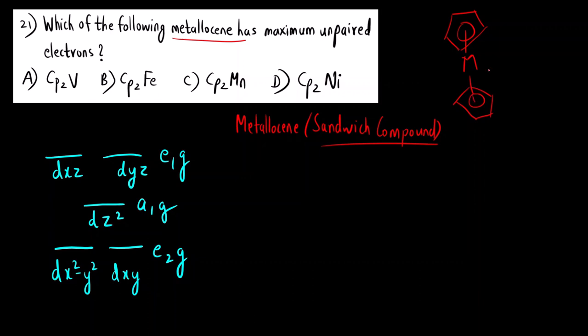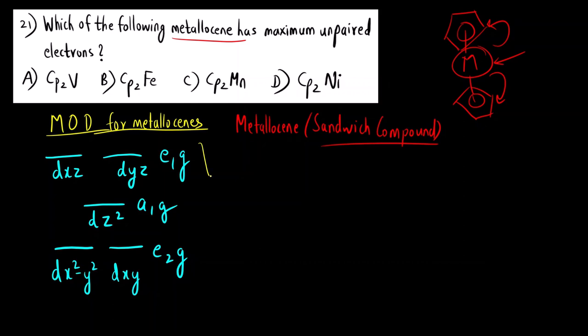Like this. So this is like the vegetables, and this you can consider or imagine like the two bread slices. That is why it is similar to a sandwich, so it is also called a sandwich compound. Now, how do you fill the electrons? This is the molecular orbital diagram for metallocenes. Basically, the metal electrons are filled here.